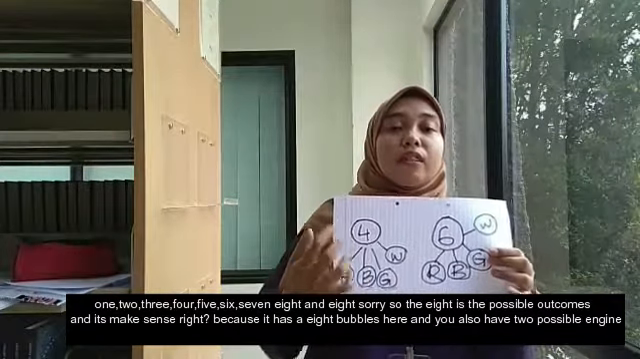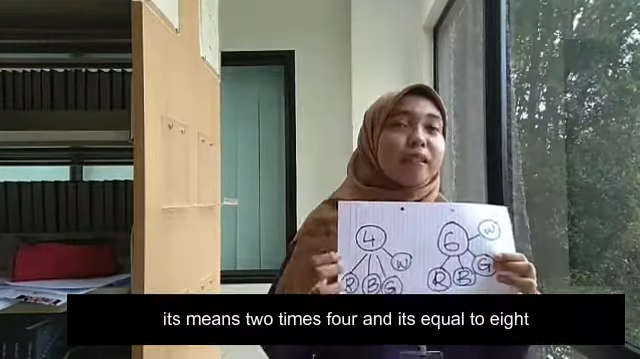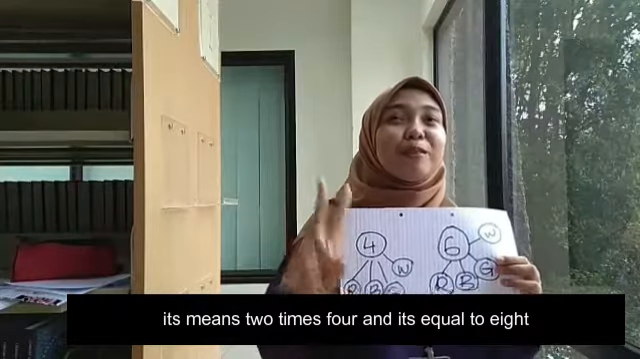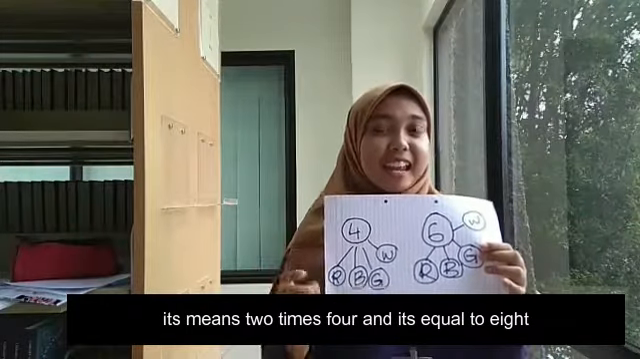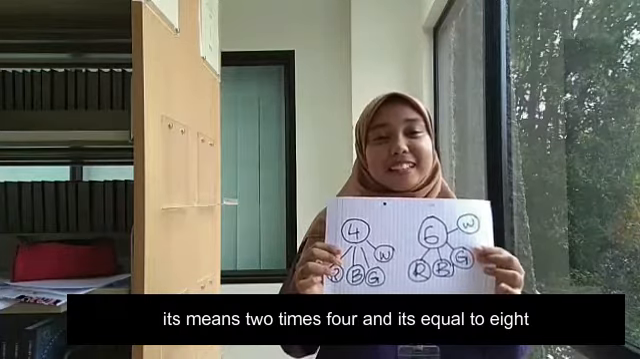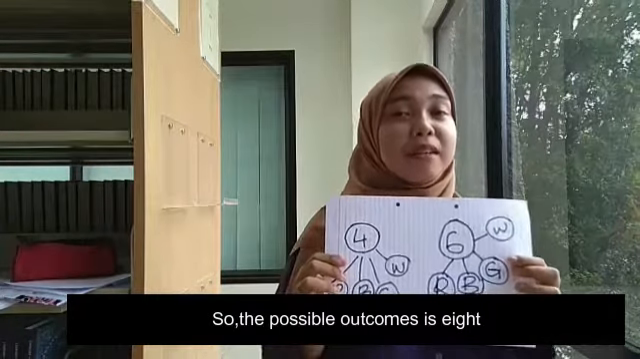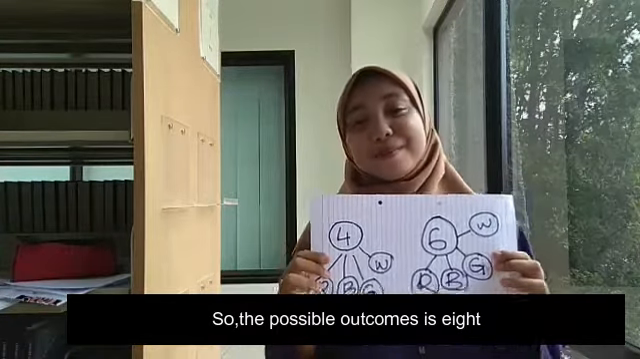And you also have the 2 possible engines. It means 2 times 4, and it's equal to 8. So the possible outcome is 8.